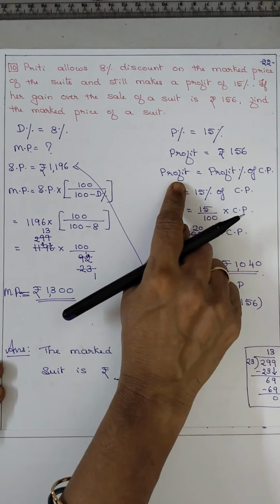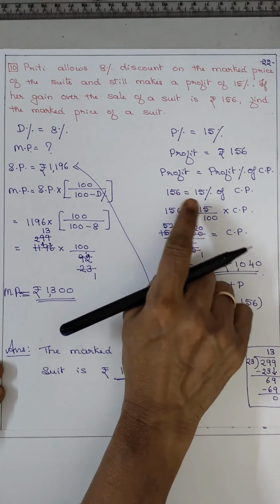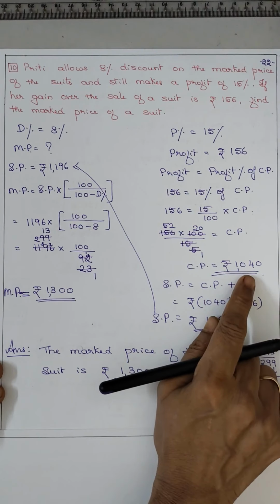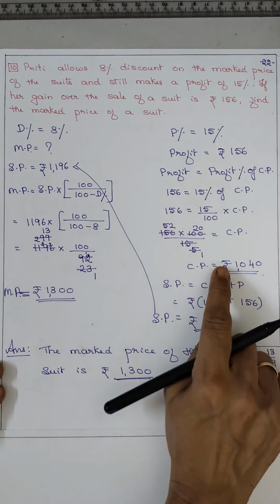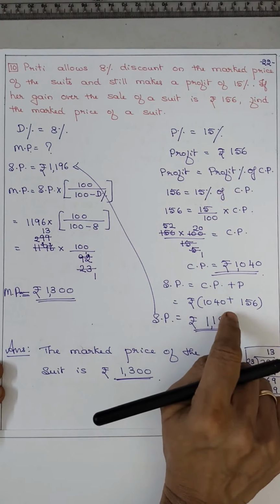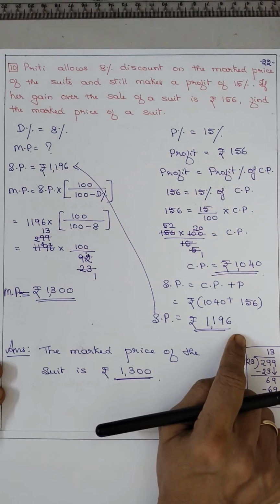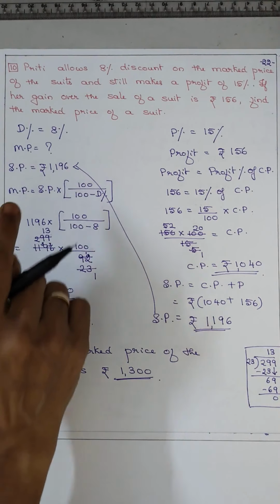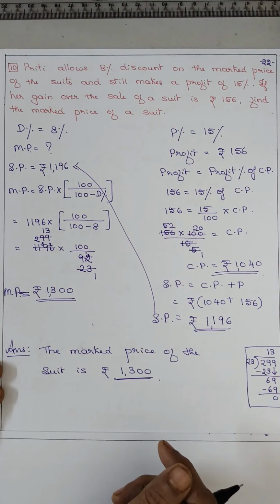We can find out CP. Why? Profit is equal to profit percent of CP. Put the values. 156 is equal to 15% of CP. So you can find out CP to be 1040. Now profit is there, CP is there. So SP is equal to CP plus profit. So 1040 plus 156, that is 1196. So take this SP and find out MP by using discount percent to be 8%. Put the formula and find out MP.